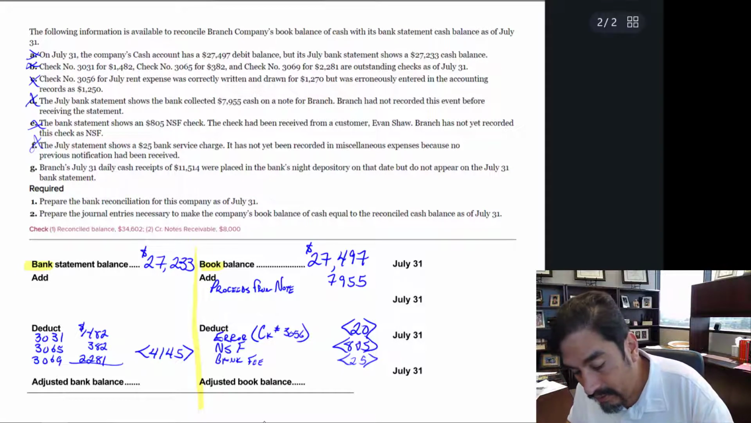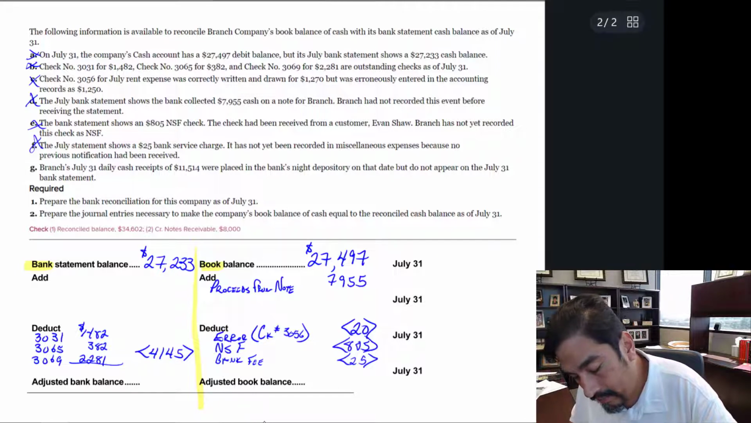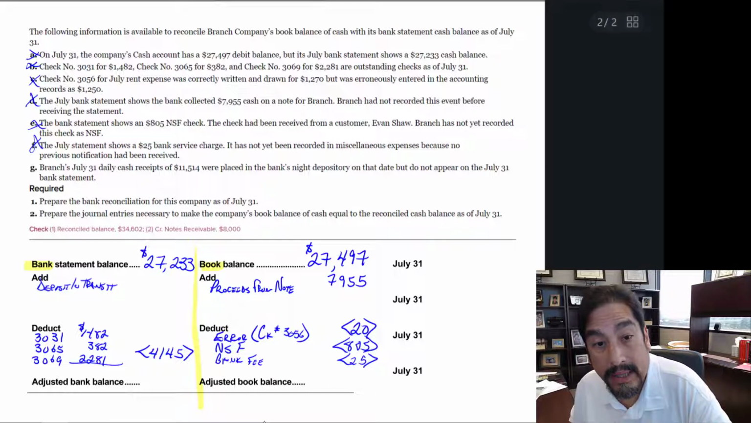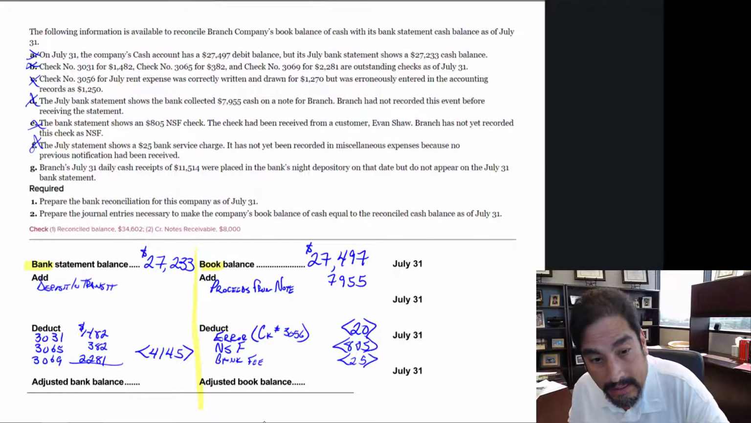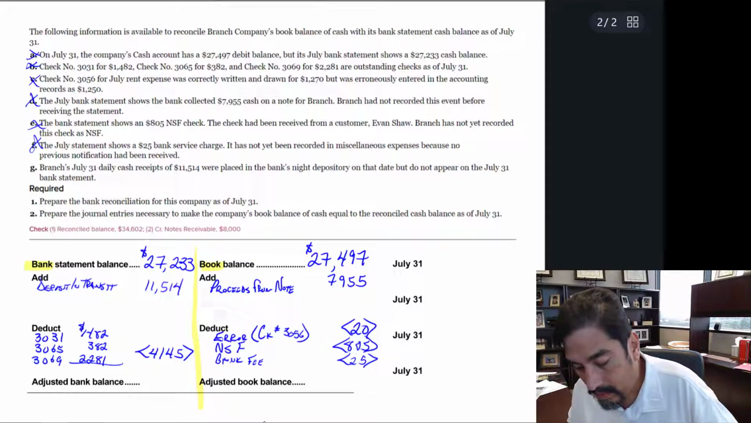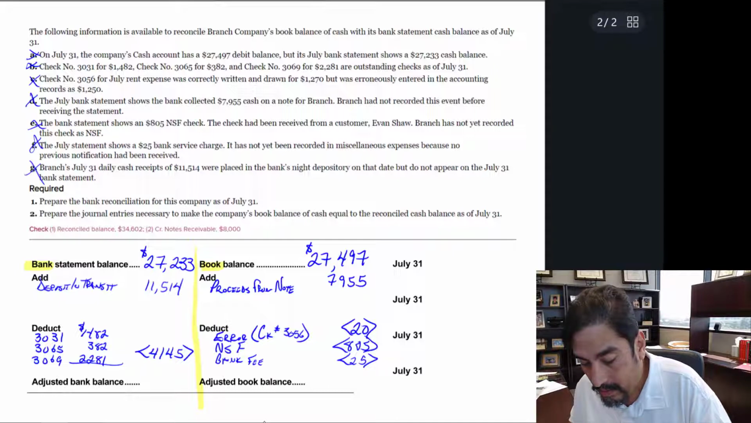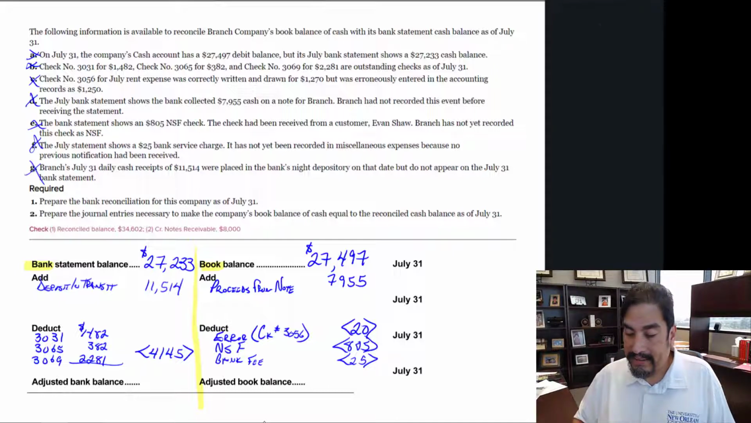So the bank doesn't know about that. We're going to put that over here on the bank side of the bank rec. This is called deposit in transit. And the amount is $11,514. That's an addition. Okay. Let's see how it turns out.